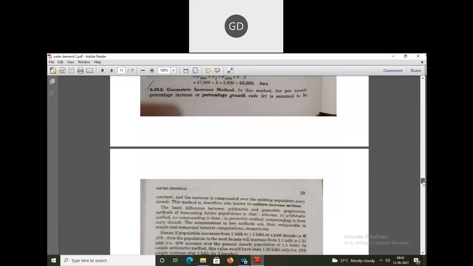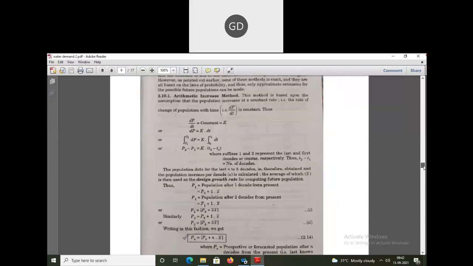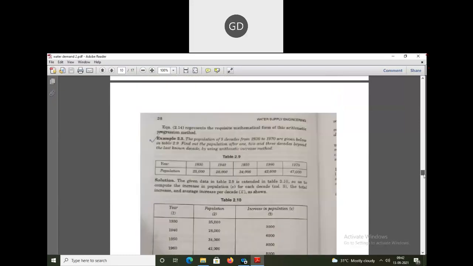Okay, so last class we discussed the population forecasting methods, and among them we did the arithmetic increase method. So the next method of population forecasting is the geometric increase method.